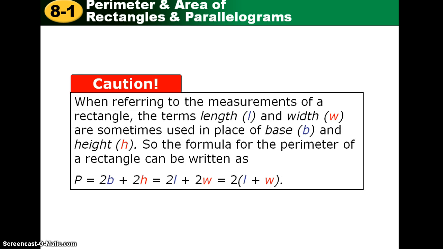When referring to the measurements of a rectangle, the terms length and width are sometimes used in place of base and height. So the formula for the perimeter of a rectangle can be written as 2 times the base plus 2 times the height, or 2 times the length plus 2 times the width, or 2 distributed to the length plus the width.